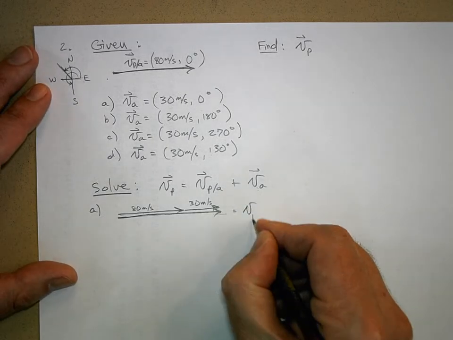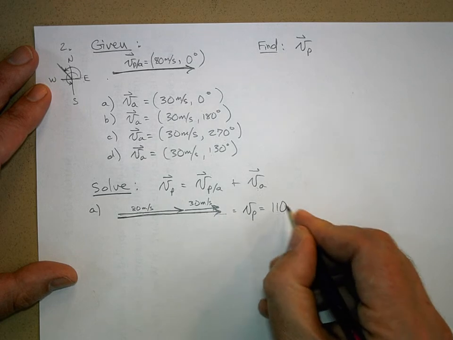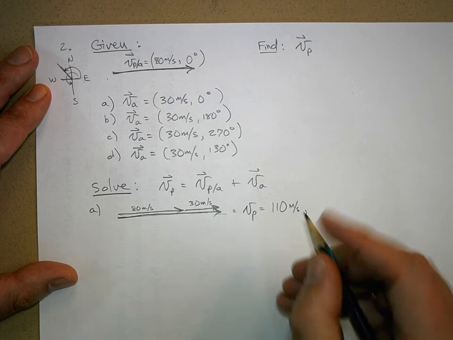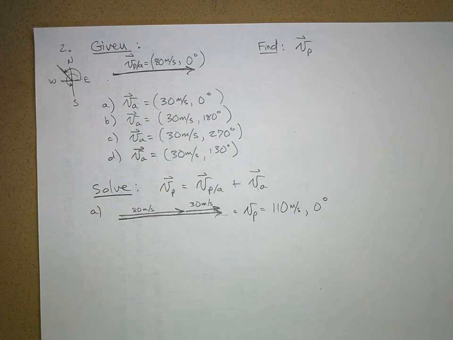So the velocity of the plane is equal to 110 meters per second at what angle? 0 degrees. Okay? Does that make sense to everybody, what I did there? This one's really easy. If you draw the picture, it's really easy.